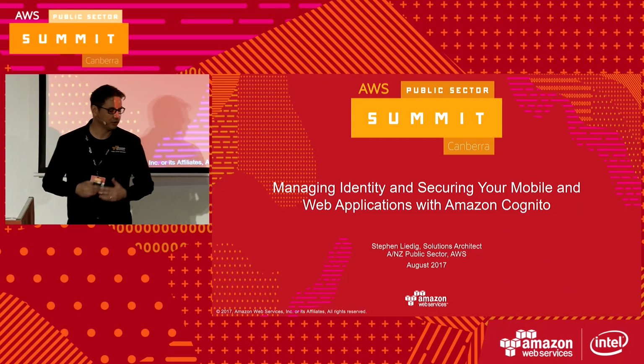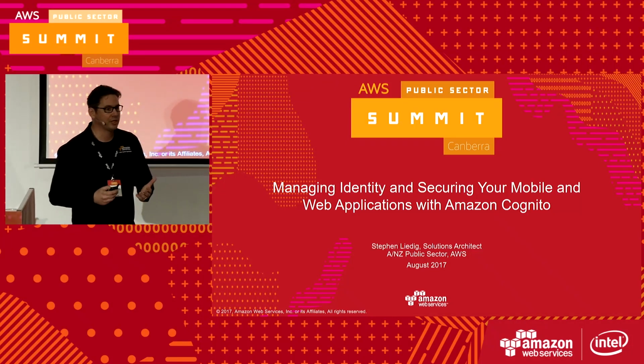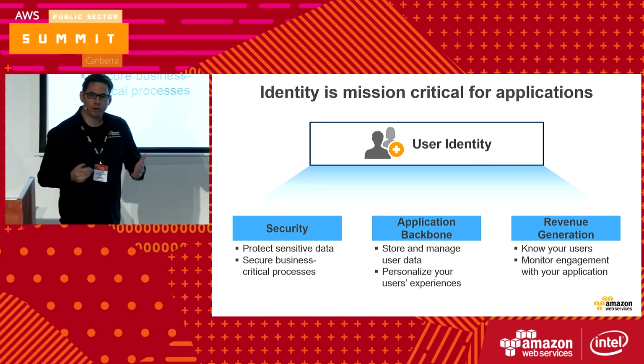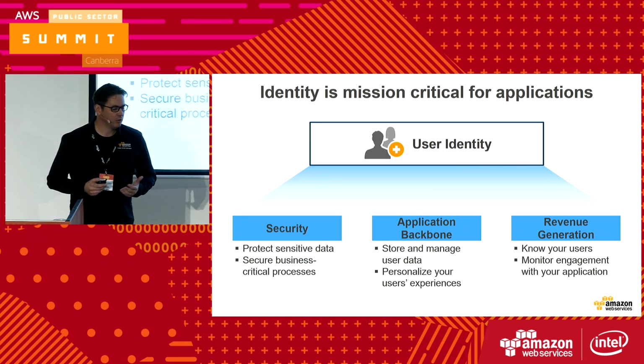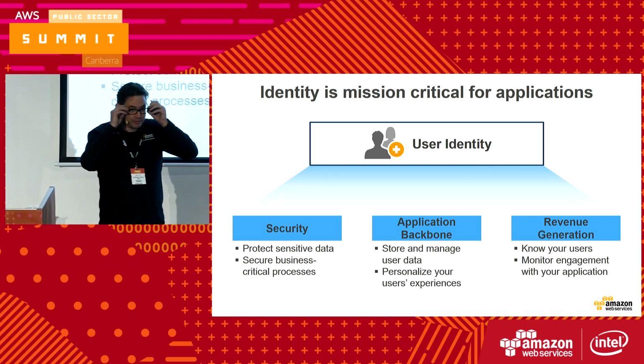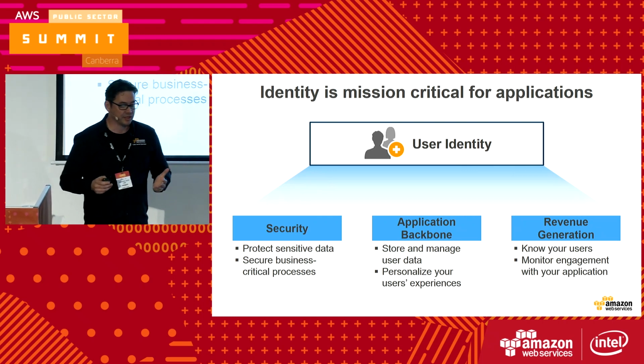And we're going to be talking about managing identity and securing mobile and web applications with Amazon Cognito. Now, first of all, let's ask ourselves, why do we need identity in the first place? Well, from a security perspective, it's critical for protecting our sensitive data. I think that goes without saying.